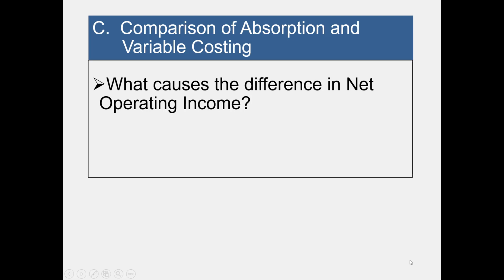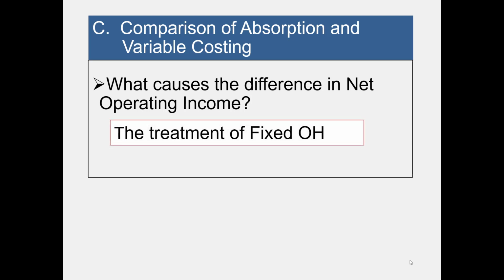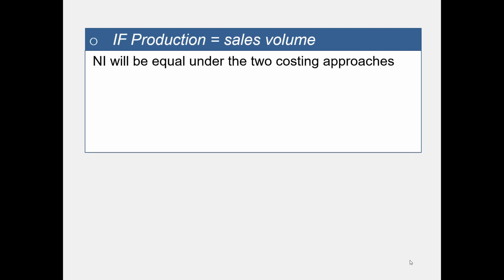Now let's look at a quick comparison of absorption and variable costing. What causes the difference in net operating income? And if you said the treatment of fixed overhead, you would be right. Now you could have three different cases. You could have production equal to sales, production greater than sales, or production less than sales. Let's look at each of these three in turn.